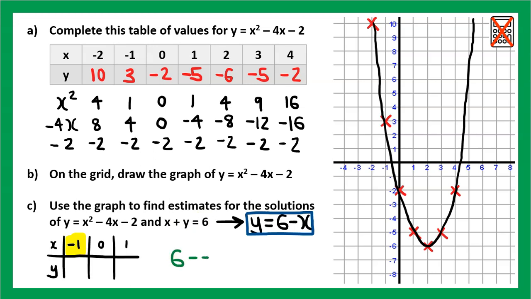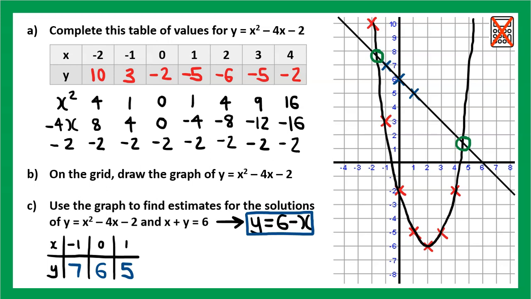6 take away -1 is 6 plus 1, which is 7. 6 take away 0 is 6. And for the last one, 6 take away 1 is 5. Plot the coordinates, connect with a straight line, look for the points of intersection. Notice this time there's actually 2 solutions. We have one here and one here.